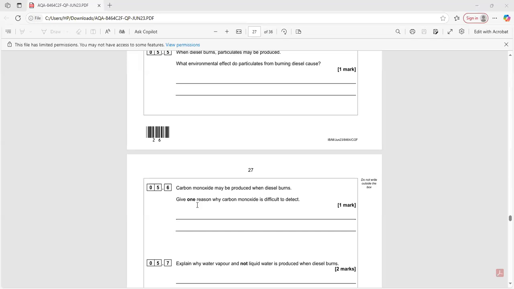Okay, so let me see. The next question says, carbon monoxide may be produced when diesel burns. True. It says, give one reason why carbon monoxide is difficult to detect.